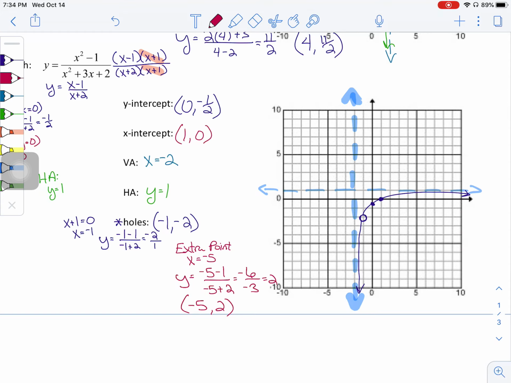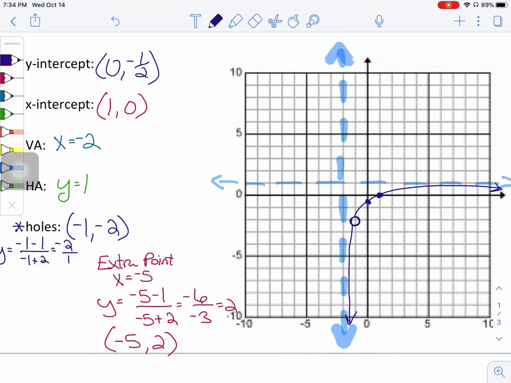So when I go to graph this, I'm going to come over here to my graph, (-5, 2). And I know that this curve is now going to be in this upper left quadrant. So it's going to curve up towards the vertical asymptote, and it's going to curve down towards the horizontal. And again, it approaches, but will not cross these.